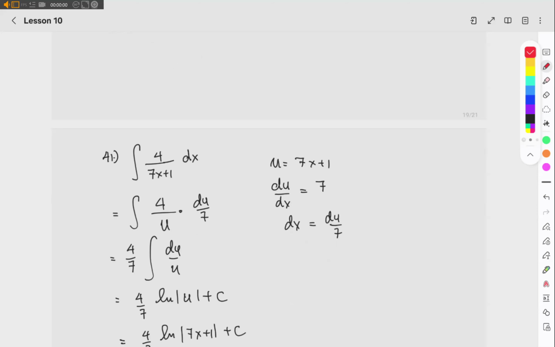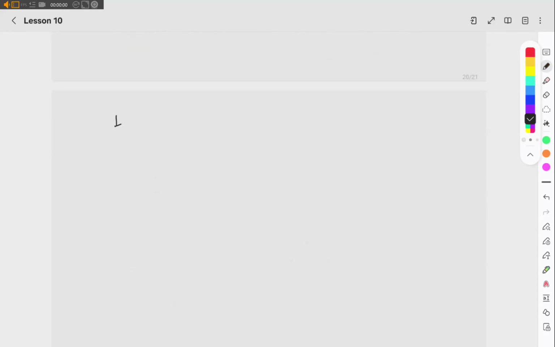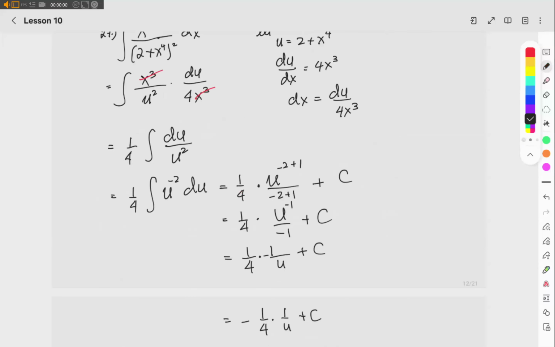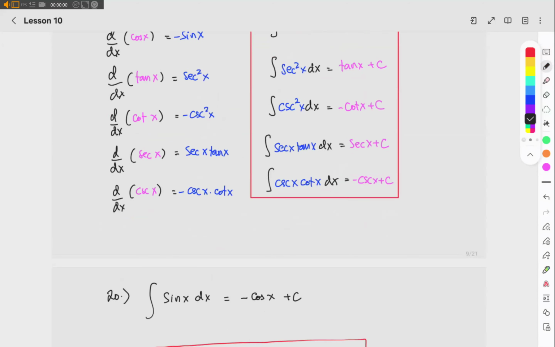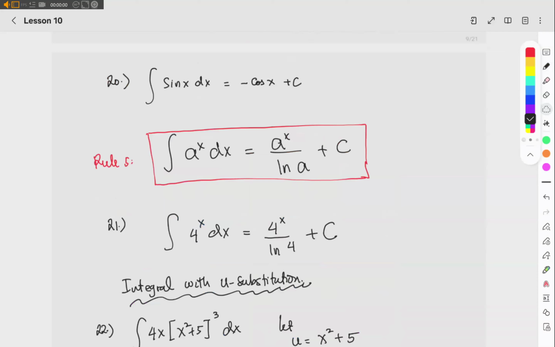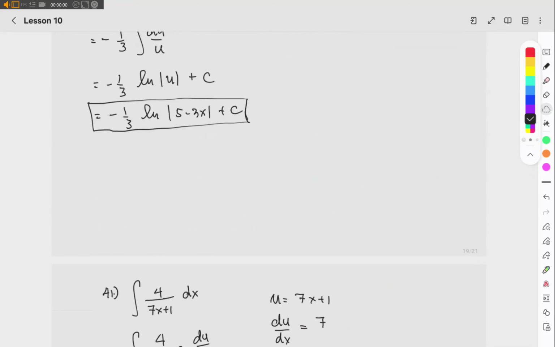Okay, let's do an integral of e to the x. That will be from rule number 3. Let's just apply rule number 3. Let's give some examples on rule number 3.